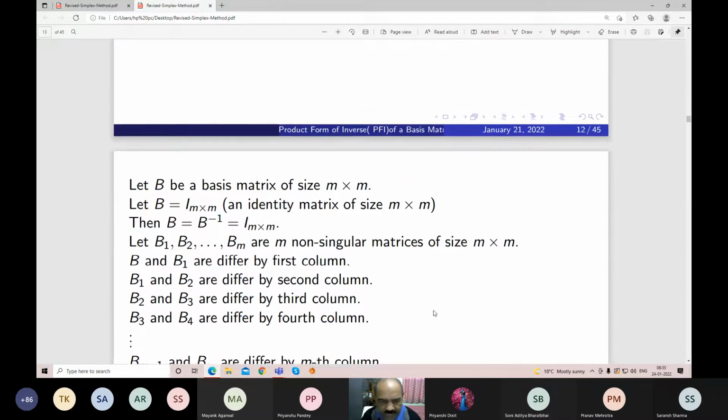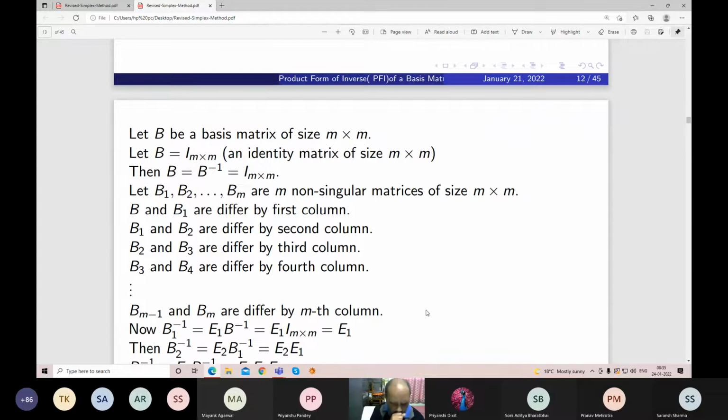See here, the general problem is like this. Let B be a basis matrix of size m by m. Initially, the basis matrix is nothing but an identity matrix. B and B inverse are identity matrices. Now I am defining m number of non-singular matrices, because generally we compute the inverse of a non-singular matrix. It cannot be singular.